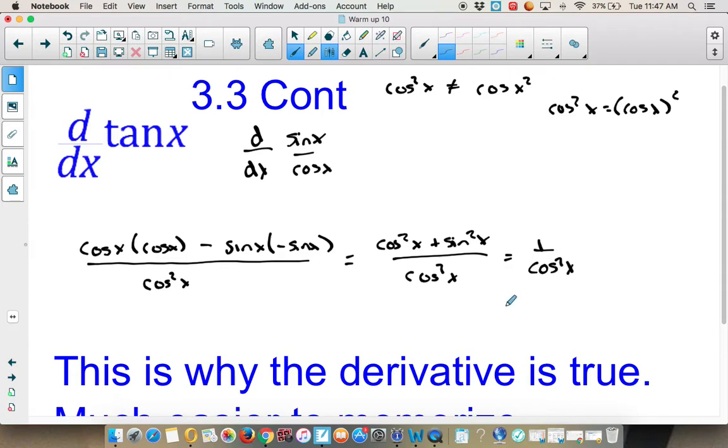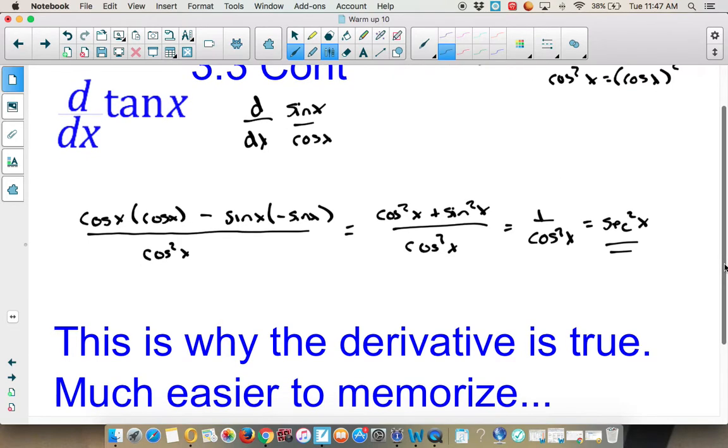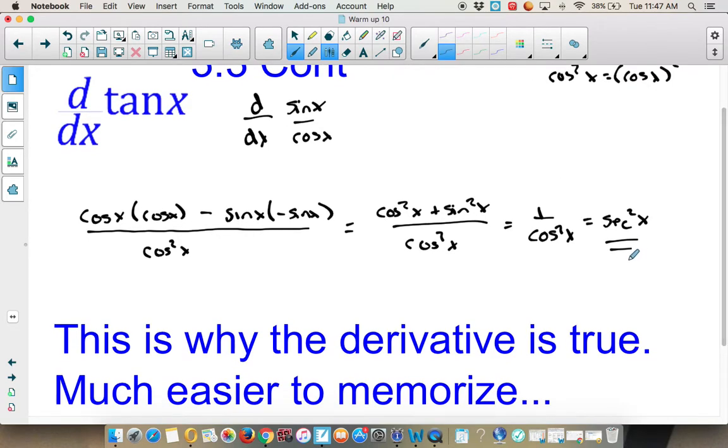And yes, these are your trig identities coming back to haunt you from pre-cal. And 1 over cosine squared x, when we taught you simplification in pre-cal, you learned that that is equivalent to secant squared x because your rule was get rid of fractions if at all possible. So that's why this is true. And we're just saying it's just easier to memorize. You can go through this process every time. It's really not that horrible, but memorizing it is a whole lot more straightforward.